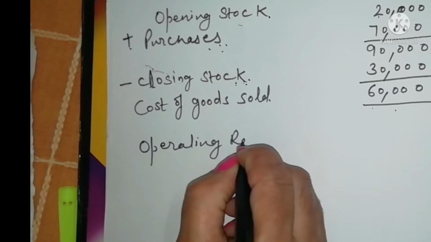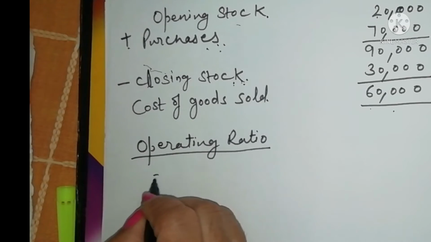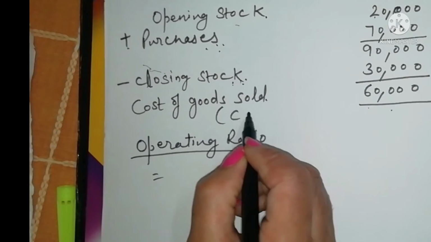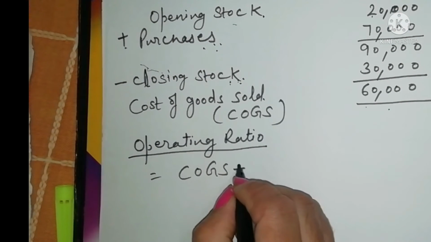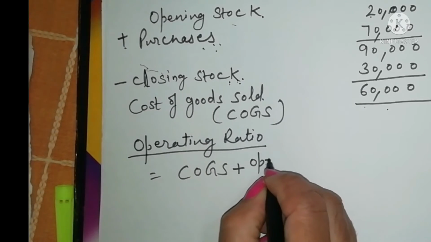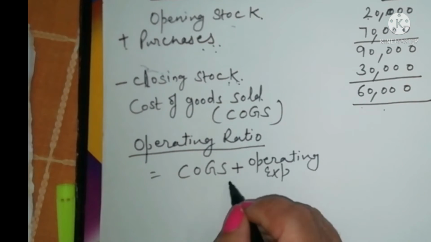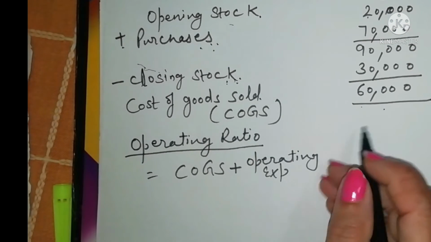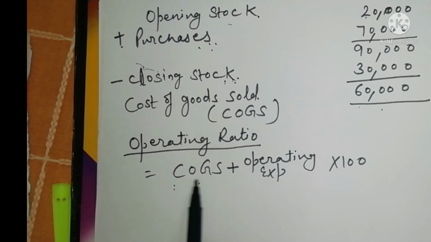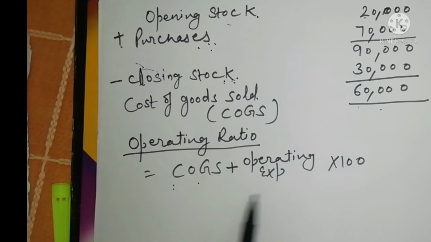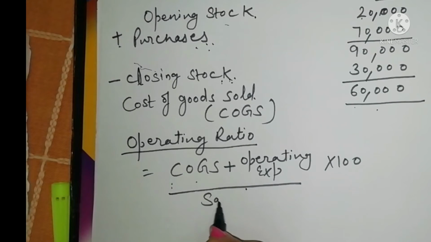Now we have to calculate operating ratio. Operating ratio formula is cost of goods sold, you can say COGS also, plus operating expenses. Operating expenses are those expenses that help the business to carry out its day-to-day activities. So COGS plus operating expenses, multiplied by 100, upon sales.